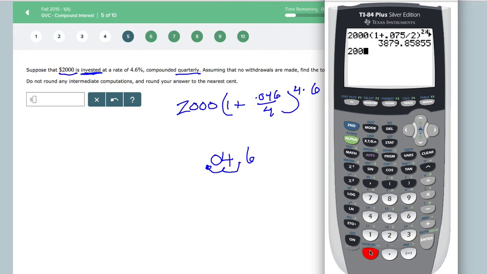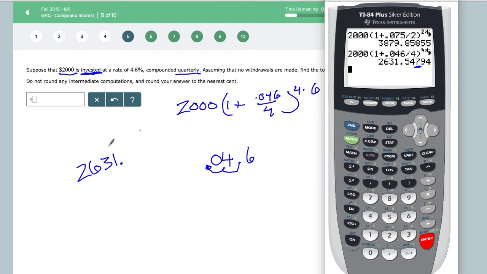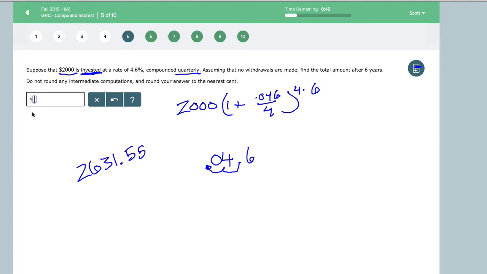We have 2,000 parentheses 1 plus 0.046 divided by 4 parentheses, all of that raised to the 4 times 6 power, enter. And that tells us that the end amount will be $2,631, and according to that 7, we need to round up, so 55 cents. So 2631.55.